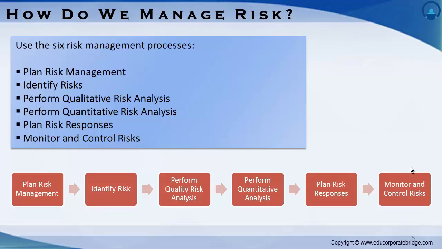Out of these six processes, plan risk management, identify risks, perform qualitative risk analysis, perform quantitative risk analysis, and plan risk responses are a part of planning process group, while monitor and control risks is a part of monitoring and controlling process group.